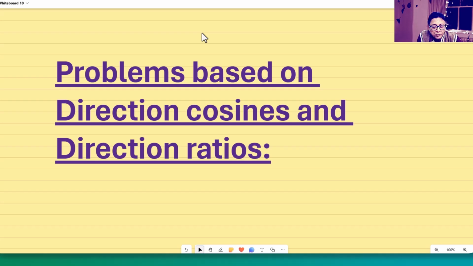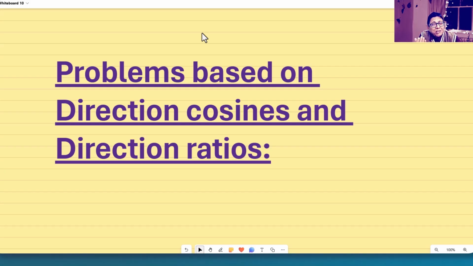Today's session, I'll be discussing some problems based on direction cosines and direction ratios. We will find the angle between two lines when the direction cosines are related by two or more relations. Normally, two relations will be enough, because an additional condition will be there on the three direction cosines of a line or a vector, where the sum of their squares equals 1.